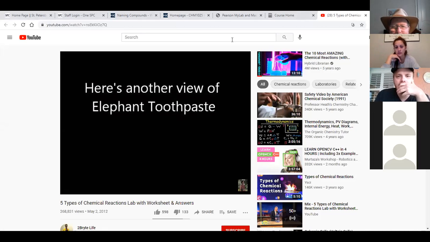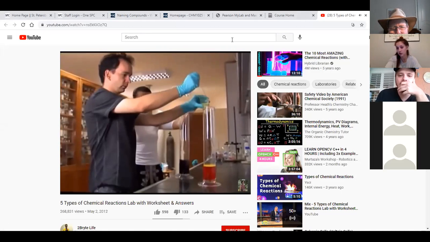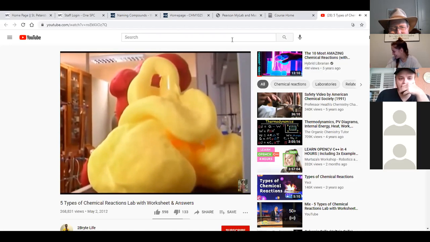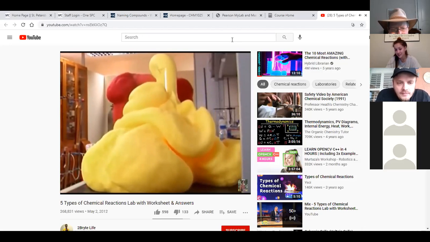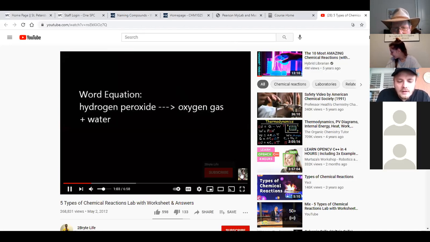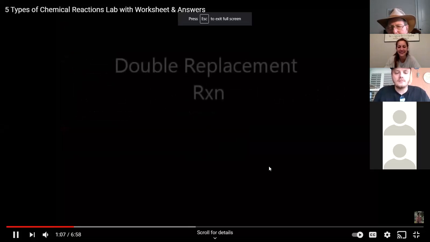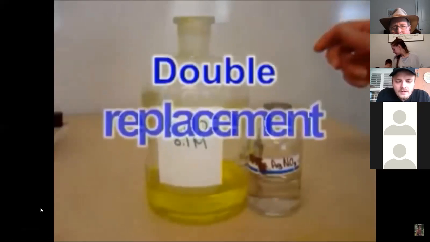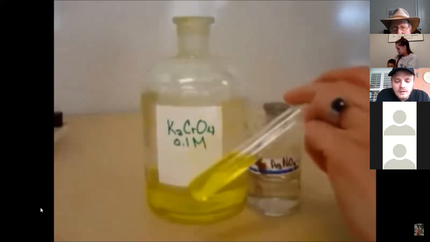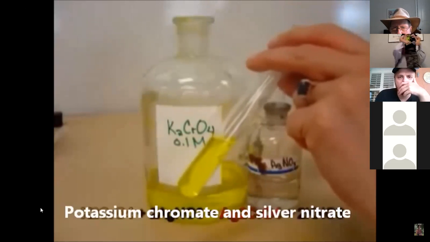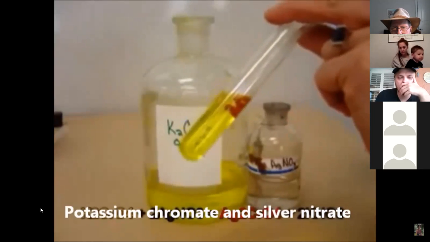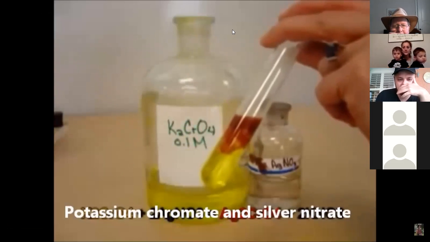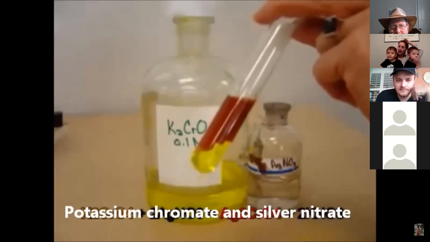We're going to do a double replacement reaction with potassium chromate and silver nitrate. Here's my potassium chromate, and I see that when I add silver nitrate to it, I am forming a nice red precipitate. And the precipitate is silver chromate. It's a double replacement reaction.